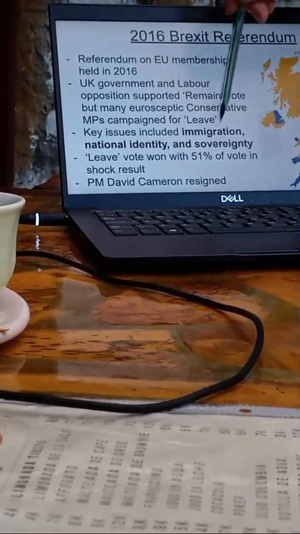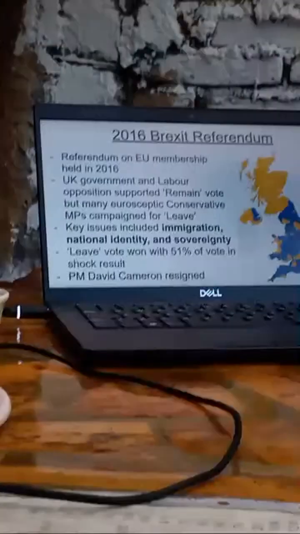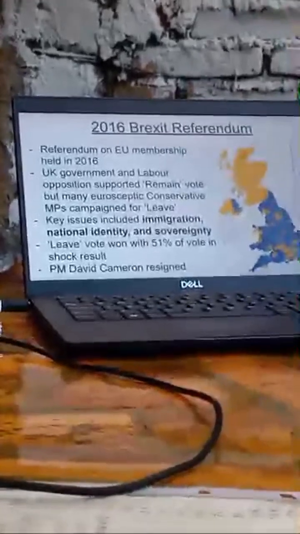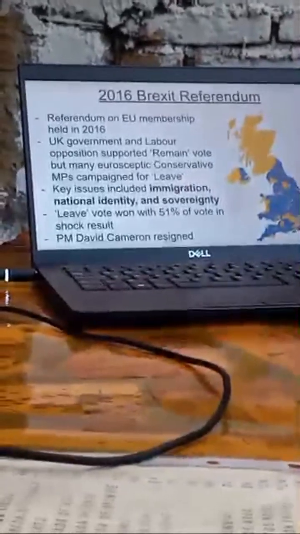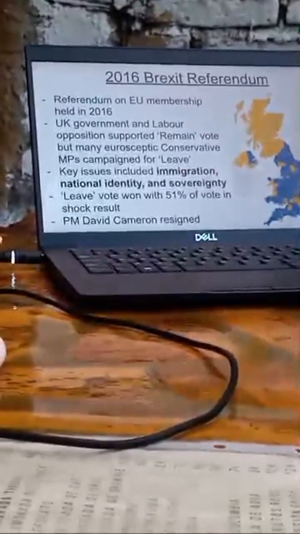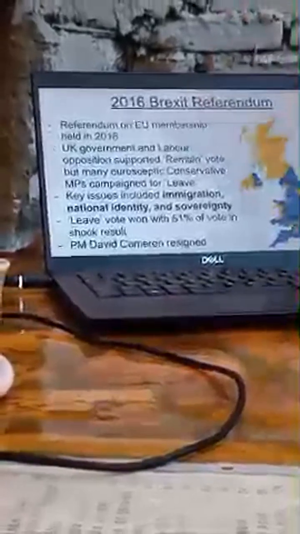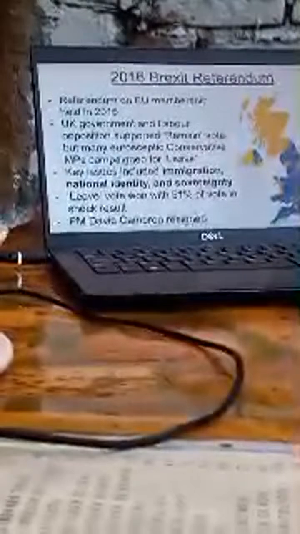Key issues included immigration, national identity, and sovereignty. Do you know what this word means? No, I don't know. Do you? Sovereignty. Yeah. Do you understand it? Yeah, if you can translate it in Spanish, soberanía. Ah. So it was basically the idea that Britain should be independent. A lot of people felt that the EU was too bossy, like it made too many laws, and the UK should be independent from those laws. I don't agree, but that's just my opinion.